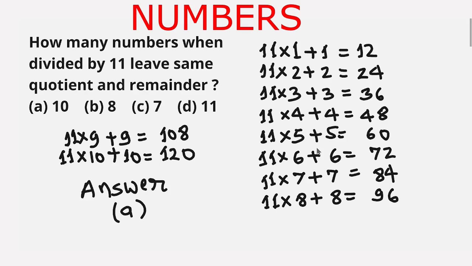Such type of questions are very easy questions. If it had not been 11, if it had been 12, then the answer would have been 11. If it had been 15, then the answer would have been 14, and we can easily give the answer just by subtracting 1 from the divisor. I hope you have understood the method of solving such type of questions. We go to the next question.